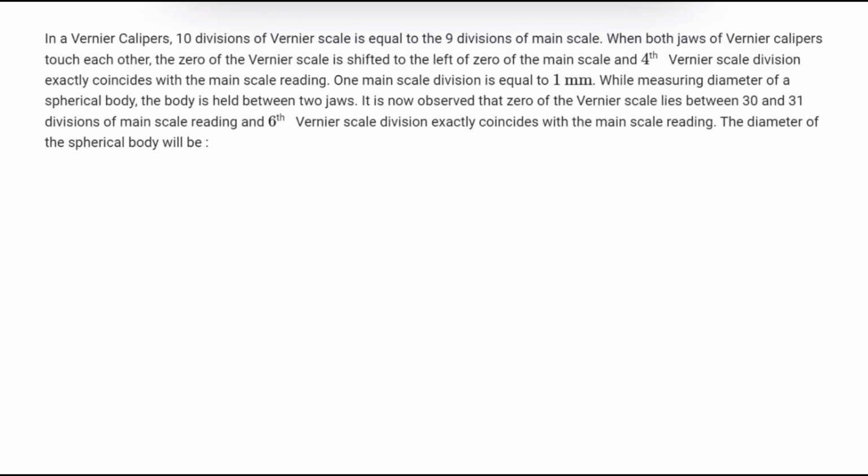Hey guys, so in today's video we're going to discuss some questions that have come from the JEE Main Examination from the Vernier Calipers. So right in front of us we've got the first question, so let's read it.